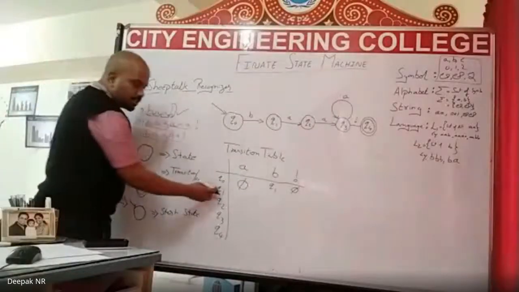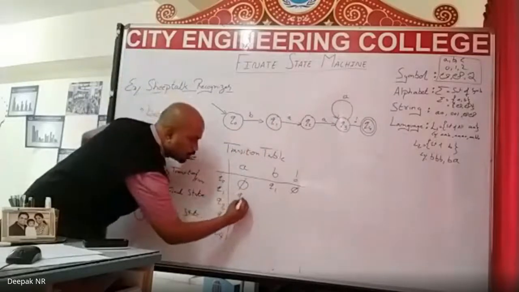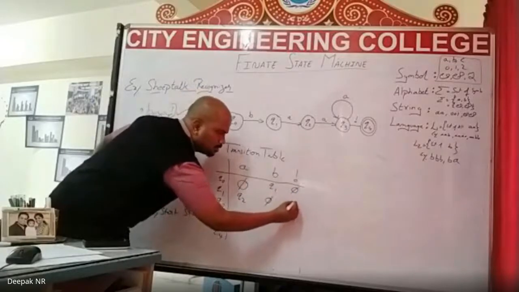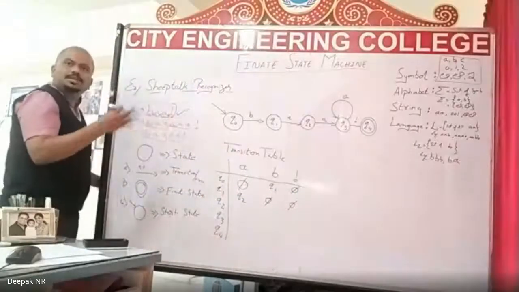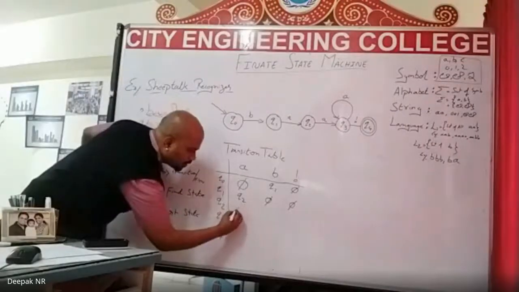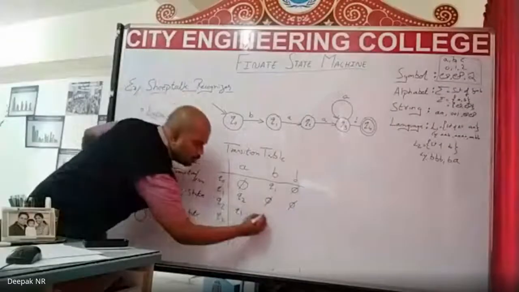Same way, I'm in a state called Q1. A comes, I'm going to Q2. B comes, nowhere. Exclamation comes, nowhere. Nowhere means null. I'm in a state called Q2. A comes, I'm going to Q3. B comes, Q2 goes nowhere.